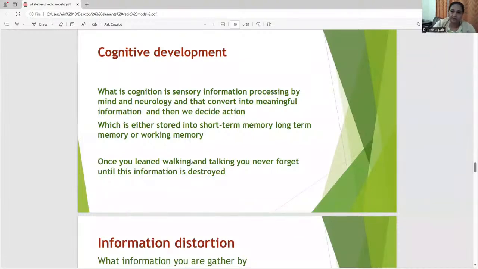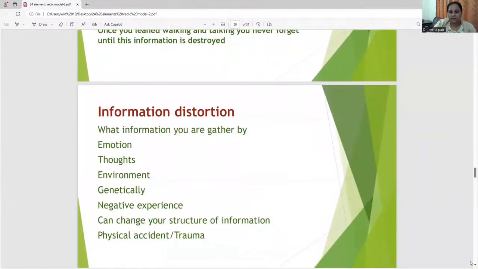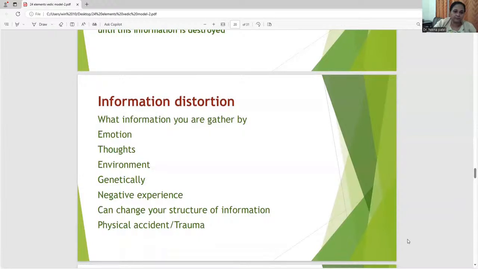I am working with both children and adults. We have two separate clinics for adults and children, and I am getting a huge response and good results since we started applying this model. We can easily identify what the problem is, basically, or how this information is distorted in our mind, and how these 24 elements get disorganized.